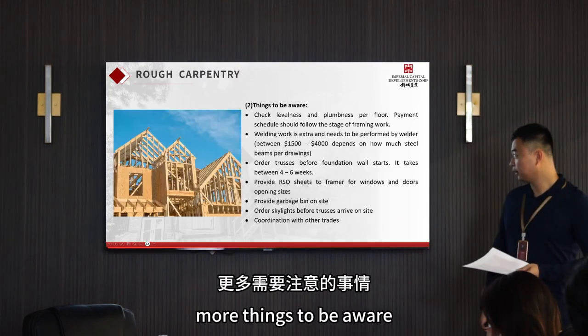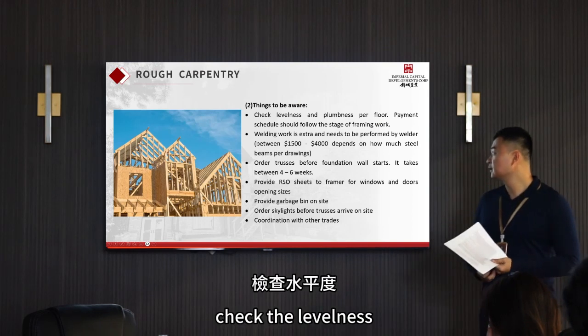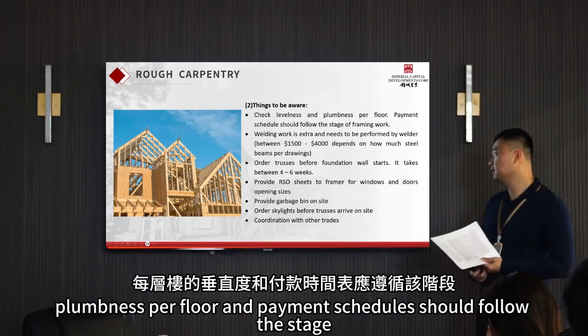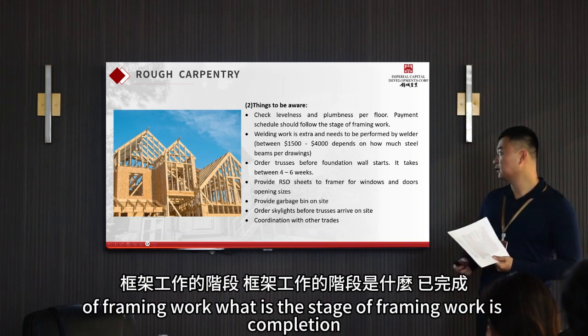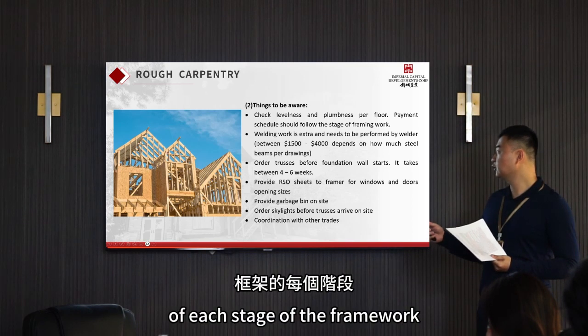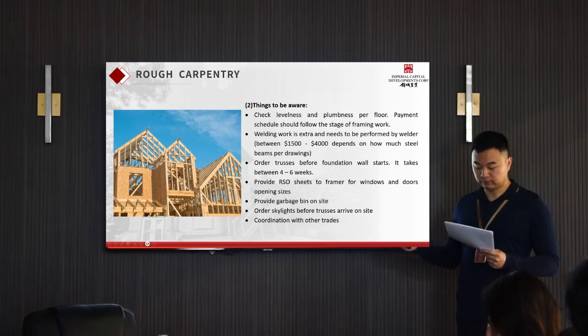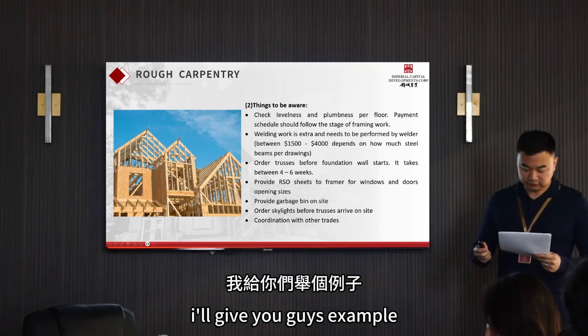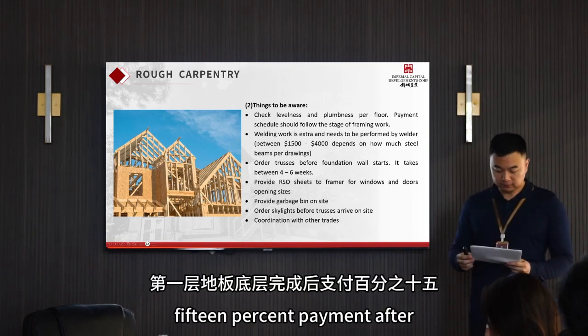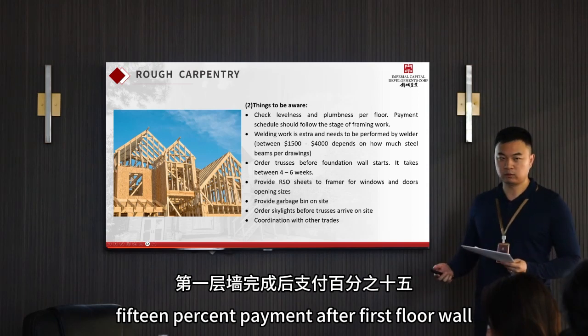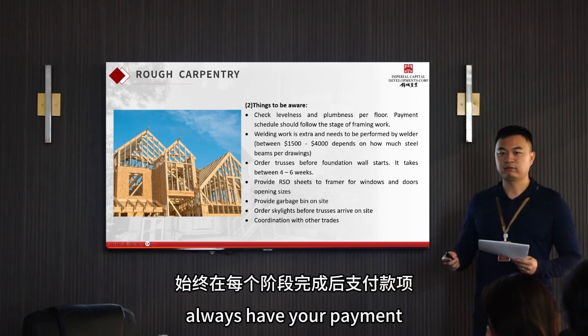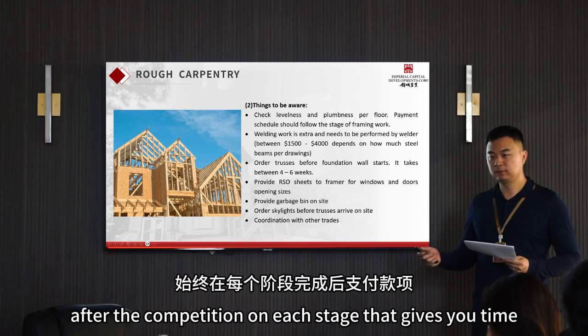More things to be aware of. Check the levelness and plumbness per floor, and set payment schedules to follow the stage of framing work. When it's a stage of framing work, it means the completion of each stage of the framing work. So I'll give you guys an example. 15% payment after first floor subfloor. 15% payment after first floor wall. So always have your payment after the completion of each stage.